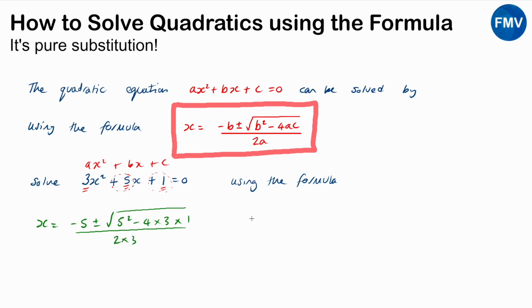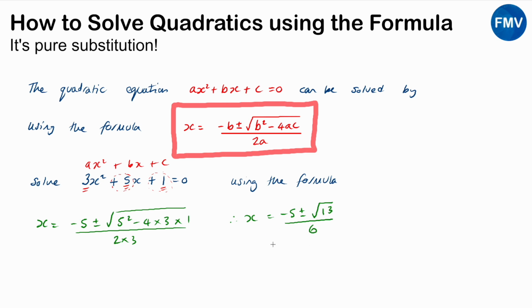What I would do now is neaten this up. So 5 squared is 25, 4 times 3 is 12, times 1 is 12, 25 minus 12 is 13, all divided by 2 times 3, which is 6. That is my pair of solutions, because I've got minus 5 plus square root of 13 divided by 6, or minus 5 minus square root of 13 divided by 6.